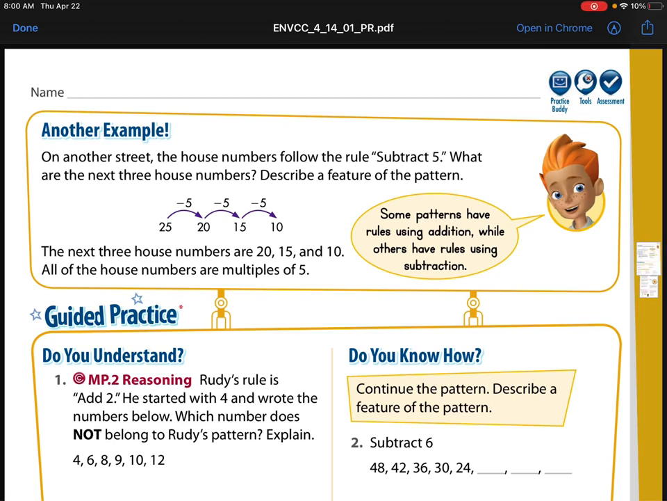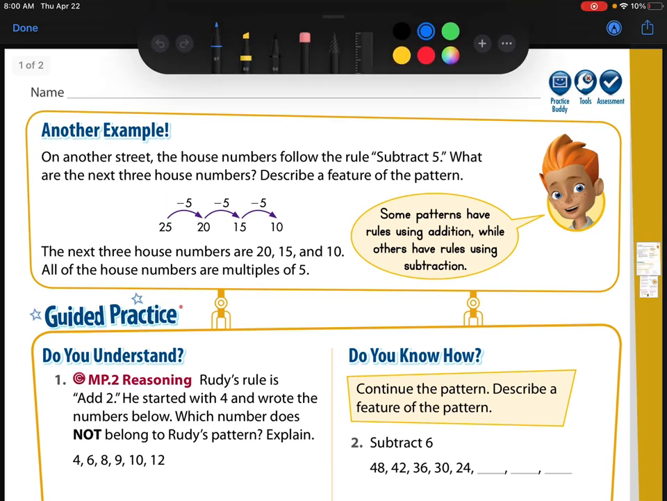Well, class, we are on wonderful pattern recognition. So let's get started with our pattern recognition here. Here's just another example. We have on another street, the house numbers follow the rule subtract 5. So what are the three next house numbers? Describe a feature of the pattern.